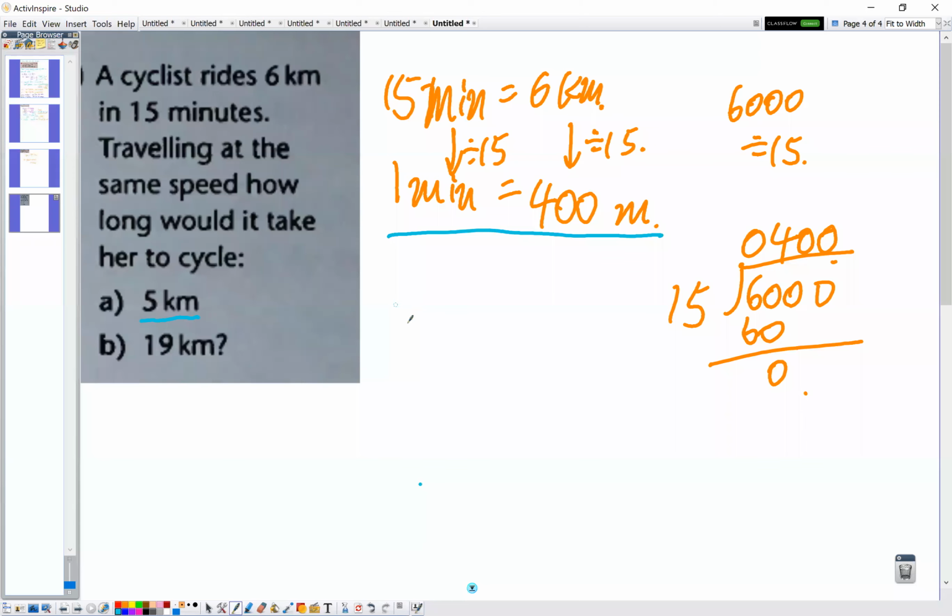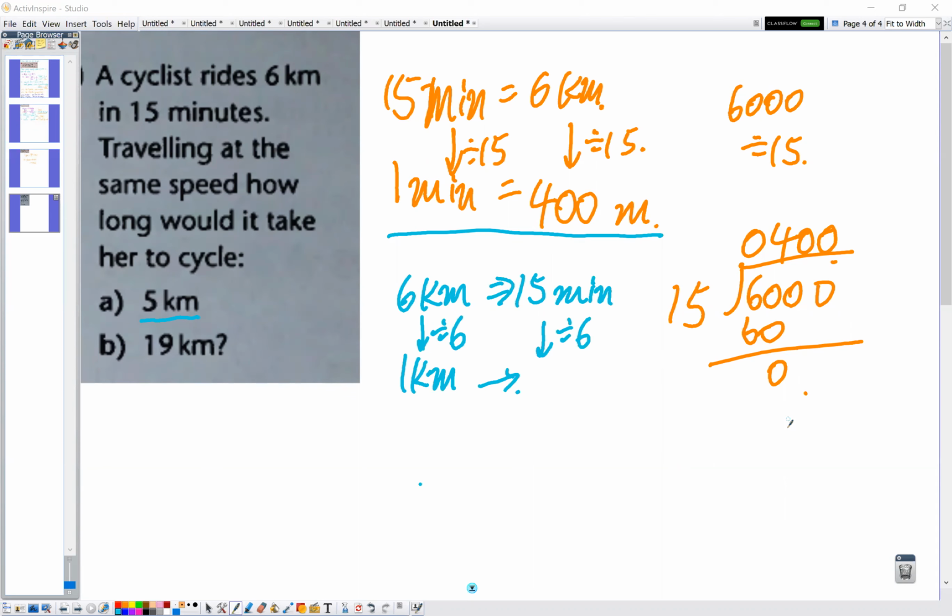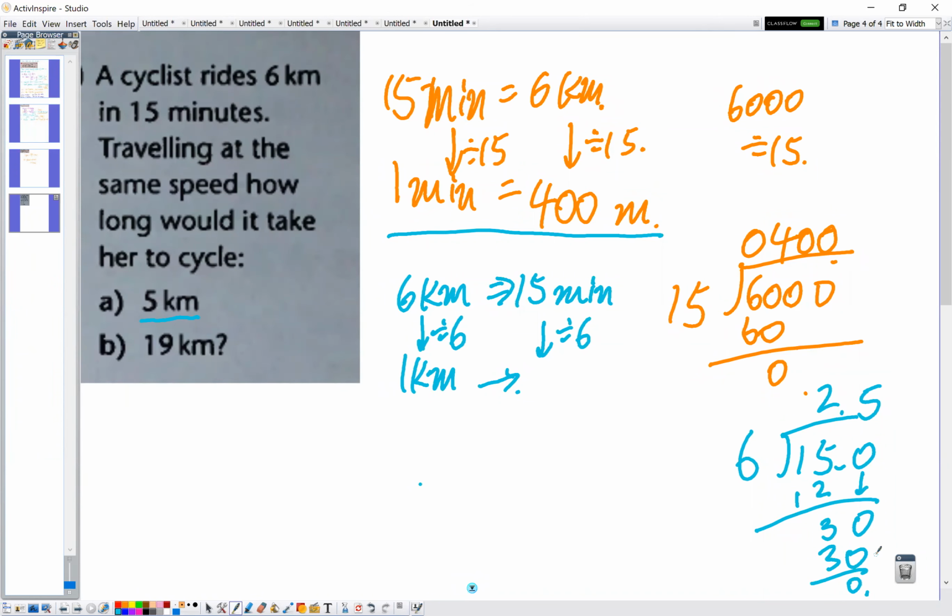So the question given to me, in this case, you can get is like 6 kilometers, let me rewrite it, is equivalent to 15 minutes. So for 1 kilometer, we can divide by 6. We can divide by 6. It then becomes 15 divided by 6. We can work it out. How many 6 into 15? 2. Put a 3 here, 0. So 6 going into 30, 5. This is 30. Remainder 0. So it becomes 2.5. 2.5 minutes for 1 kilometer.